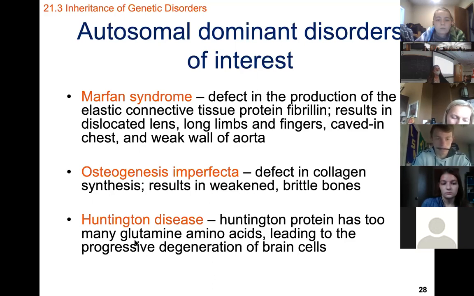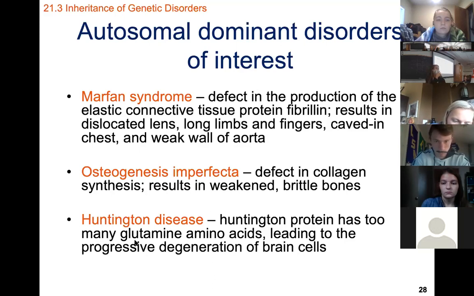You have osteogenesis imperfecta. This is a defect in collagen synthesis. So making those collagen fibers that we find in your hair, your bones, your nails, your teeth. This results in weakened, brittle bones, which kind of makes sense. Also, the word osteo is a kind of a code word for bone. Then you have Marfan syndrome. This is a defect in the production of the elastic connective tissue, which we talked about, in the protein fibrillin, and it results in the dislocated lens, long limbs and fingers, caved chest and weak wall of the aorta.